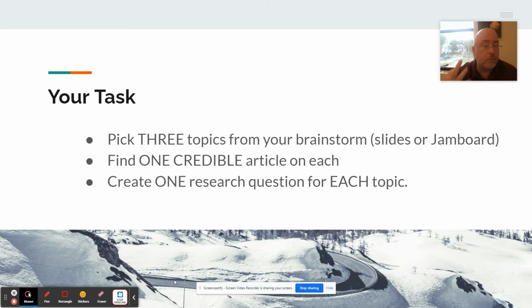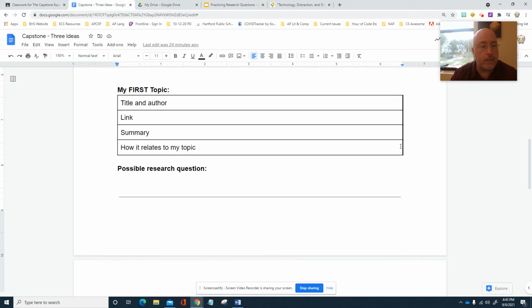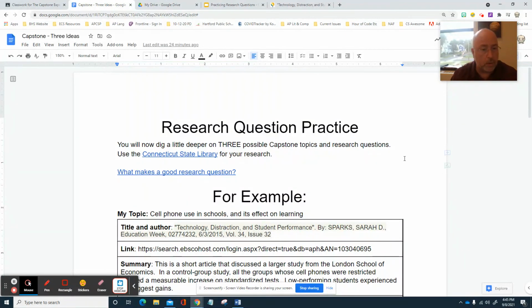You're going to take 3 topics from your brainstorm. You're going to find one credible article on each, and you're going to create one research question for each topic. So 3 topics from your brainstorm, one credible article on each, and create one research question for each topic. I'll show you that on this 3 ideas. This is your 3 ideas research question.